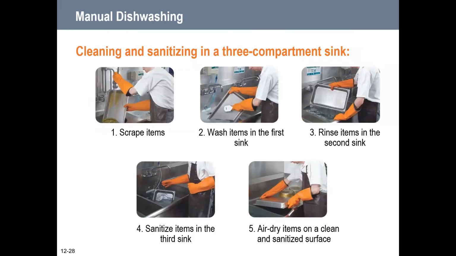So the 3-compartment sink basic steps. Most people think when you're doing a 3-compartment sink, you wash, rinse, sanitize. No, the first thing you do is scrape the items. You want to get all the extra food off the items because you don't want that food to go into the wash water. If you do, you have to change that water over more often. So your best bet is to pre-scrape or do a real quick pre-cleaning before you wash. Then after you scrape the item, you wash, rinse, sanitize, and then air dry.